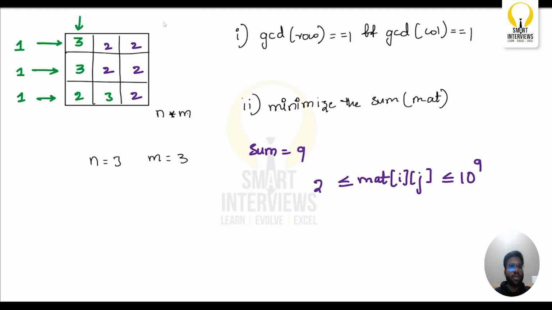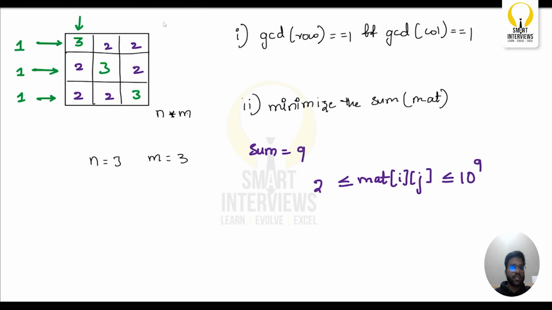Now, instead of doing all these things, can I include 3's in all my diagonal elements? That means if I include 3's in my diagonal elements, what will happen? Can we get at least one 3 in each row and column? Okay, let's see, are we getting it or not? So now tell me, what is the GCD of this row? The zeroth row is 1. GCD of the first row is 1. GCD of the second row is 1.